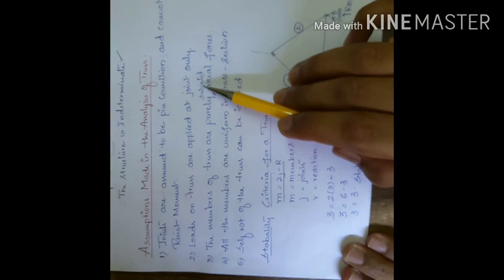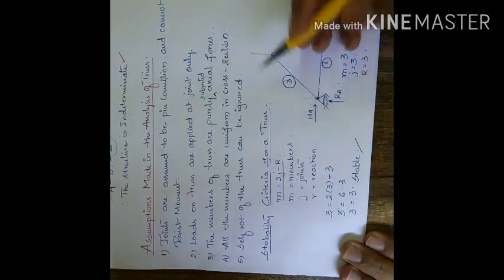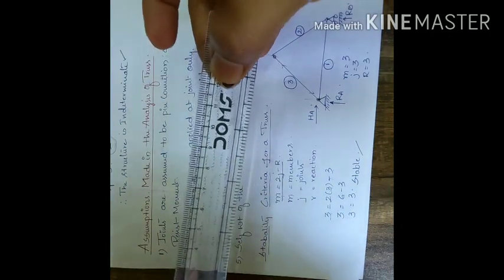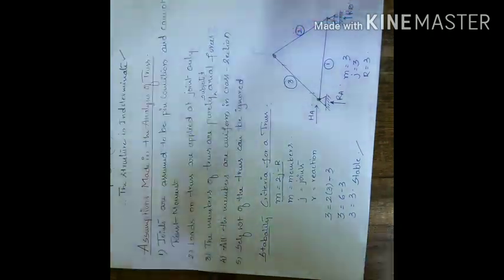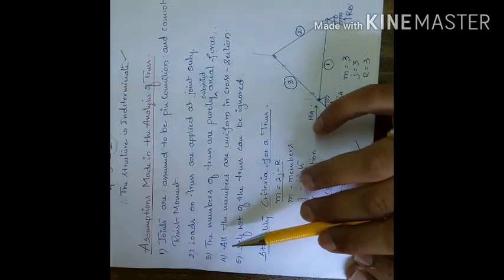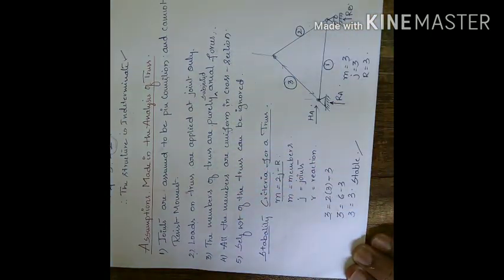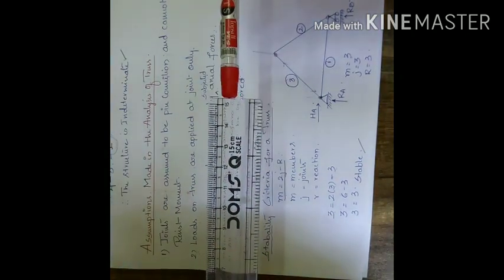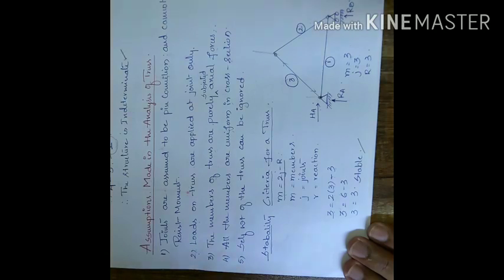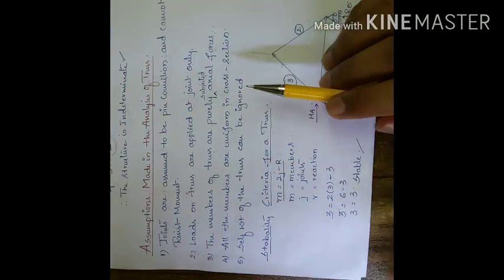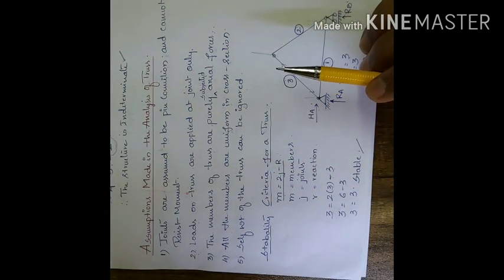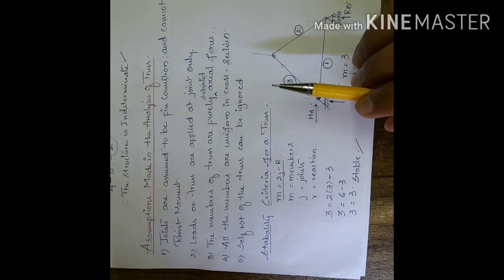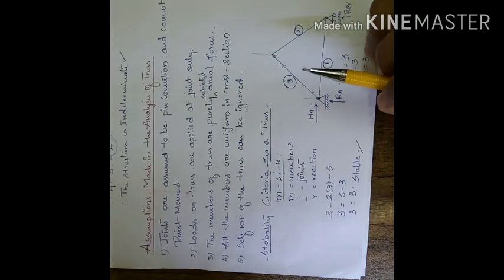The members of a truss are purely subjected to axial forces. I told you that these forces will be axial. Axial means I can pull it or I can push it, but I cannot bend it. So that is the point. All the members are uniform in cross section. It cannot be two different ways, so that's why the section should be uniform. The self weight of the structure can be ignored. That means the structure weight is very negligible, so we neglect or ignore the self weight of the structure.